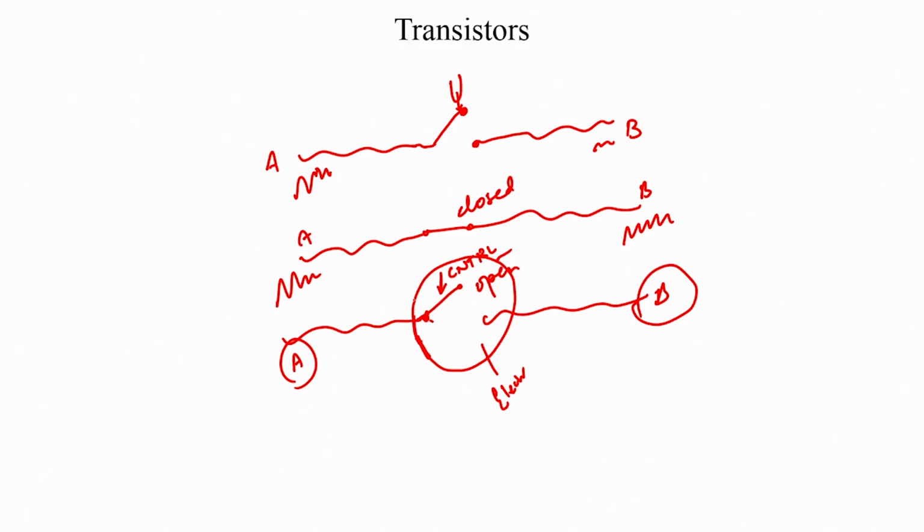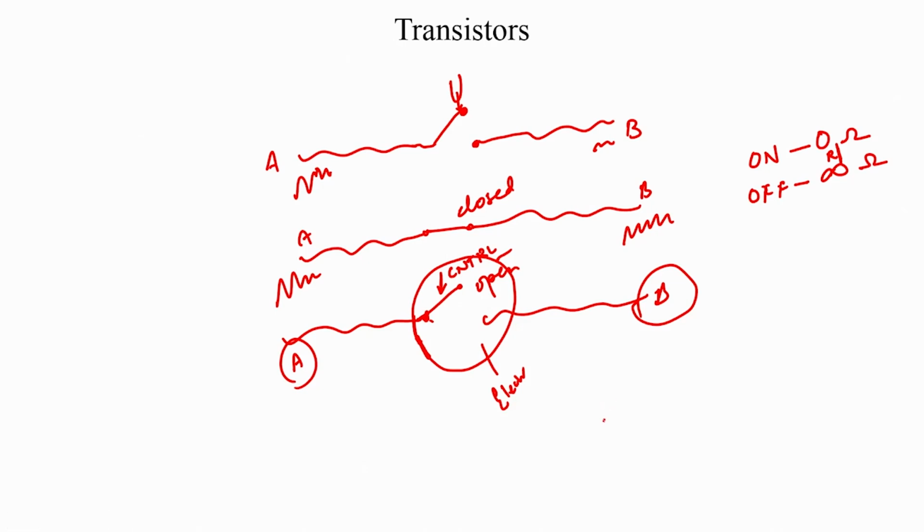To take this idea one step further, this switch has two states, either on or off. Ideally, on means zero resistance between A and B, and off means infinite resistance between A and B. That's our idea of the switch. But let us say that we would like this resistance to have any arbitrary value, and that we would want to control this value also electronically.